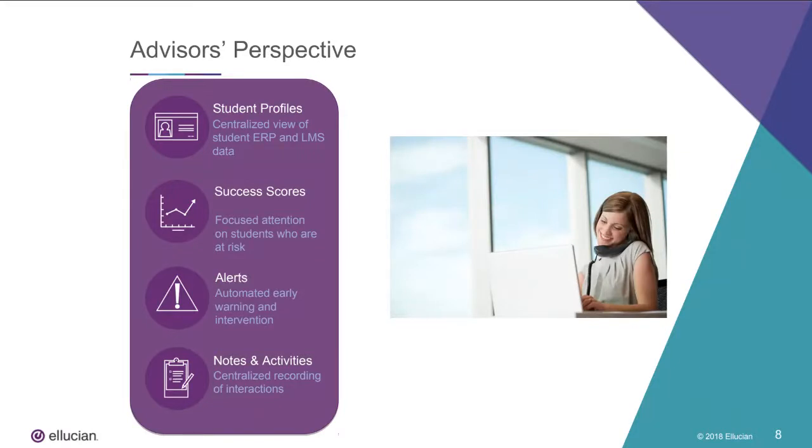The other thing helping us to be very proactive with our engagement to our students is going to be success scores. With success scores, we really get to focus our attention on our students who are more at risk. We also get to see our students that are doing well, making sure that we're encouraging them and keeping them on the path of completing.